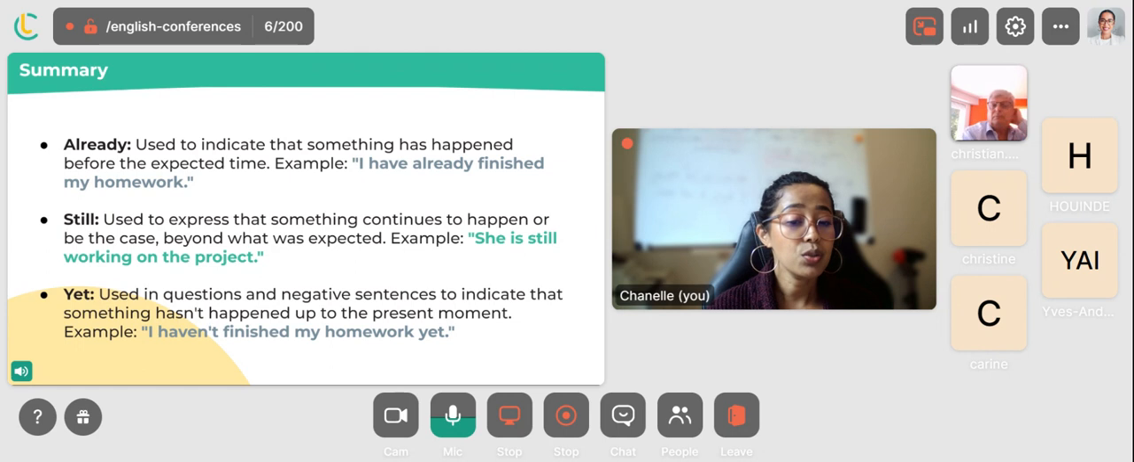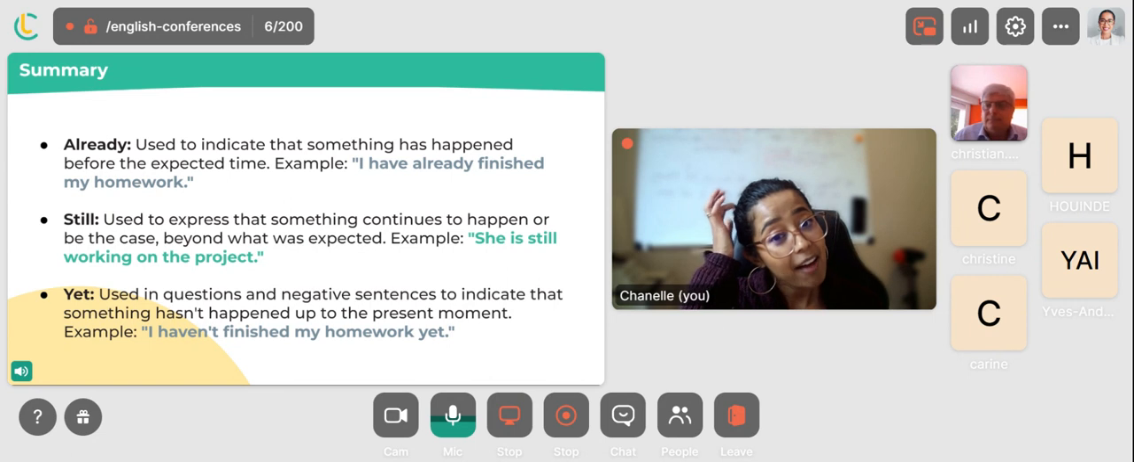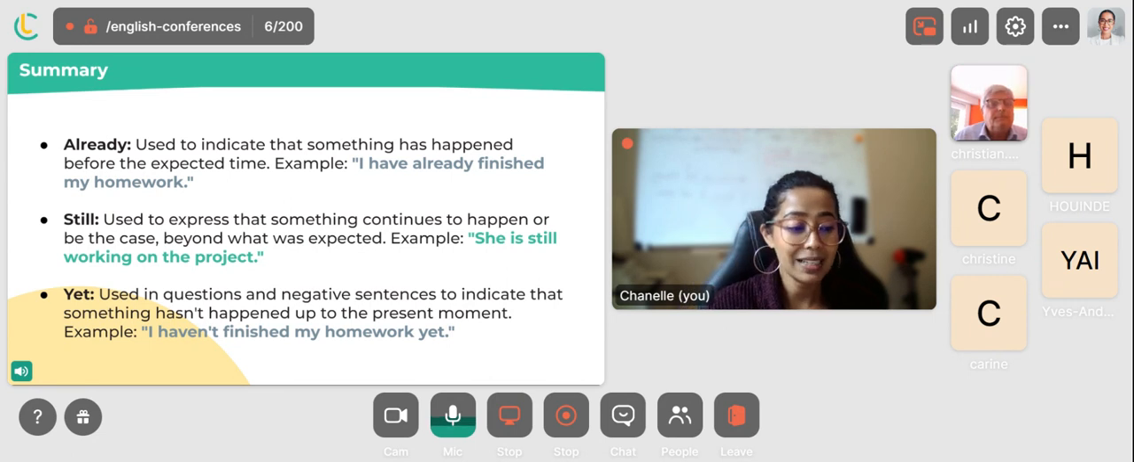Still is used to express that something continues to happen or be the case beyond what was expected. For example, she is still working on the project. Yet is used in questions and negative sentences to indicate that something hasn't happened up to the present moment. Example, I haven't finished my homework yet.